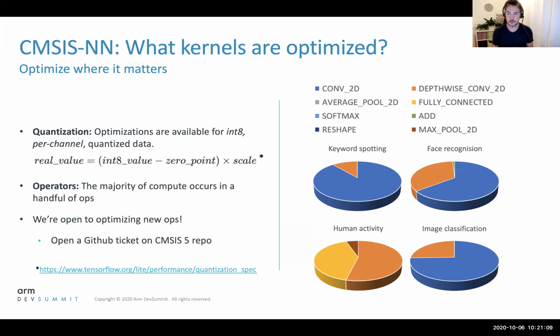But we're always interested in hearing about new use cases, new ops, and new networks where you can see a need to optimize one of the kernels that we do not support today. So if you spot any such network, please do open a ticket on our GitHub repository for CMSIS. Okay. Next slide, please.